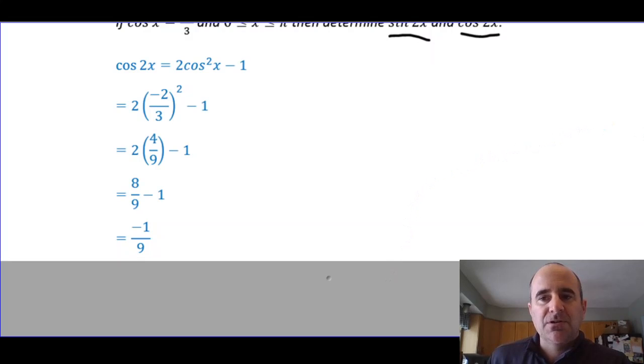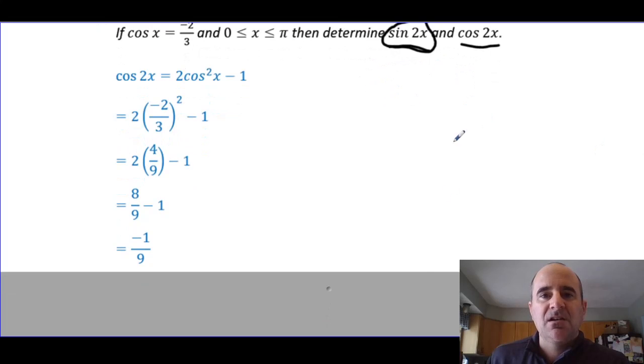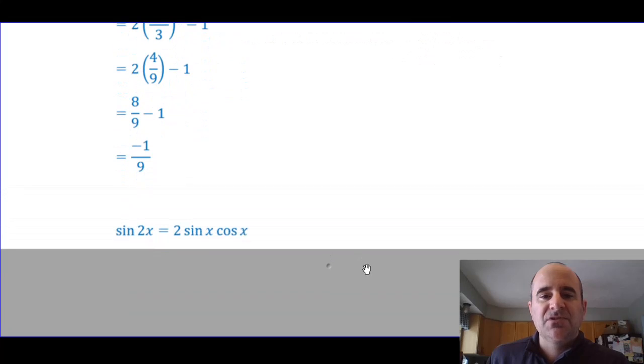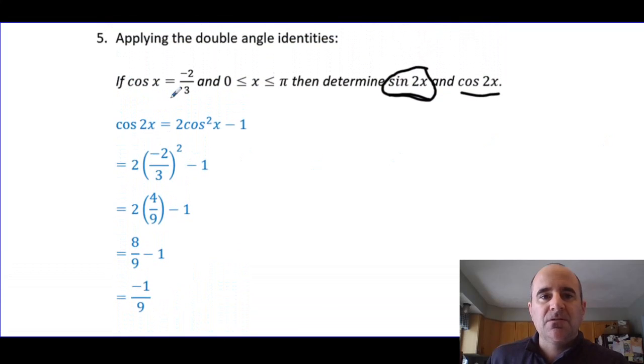The more challenging part of this question would be, how do I figure out what the sine of 2x is equal to when I don't have sine? Well, the only thing I know is that sine 2x is 2 sine x cos x. I have cos x, but I don't have sine x. Well, we can figure out what sine x has to be. Because if we look at what we're given here, these two pieces of information, the cosine ratio, followed by the interval that the angle is on, the angle is between 0 and pi, lets us actually draw a picture to figure out what sine would have to be.